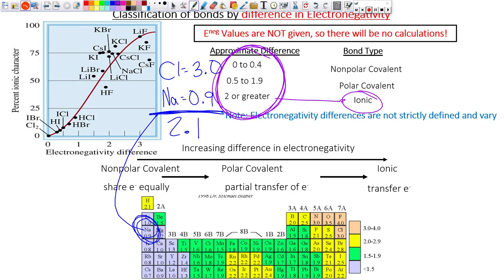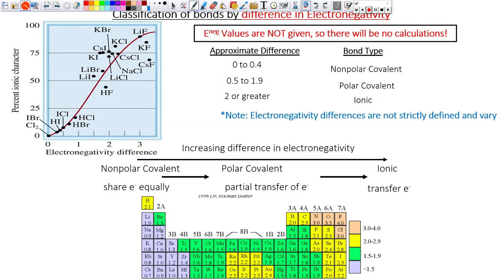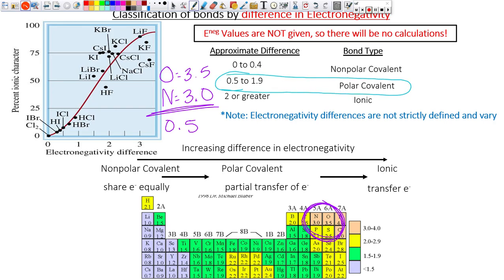Let's do one more. Let's take nitrogen and oxygen. Oxygen is 3.5. Nitrogen is 3.0. And again, I got those right off the table. What is 3.5 minus 3? 0.5. So my question to you is, is it 0 to 0.4? Is it 0.5 to 1.9? Yes. So what bond type is it? Polar covalent. I'm going to talk about polar and nonpolar in just a second, but let's confirm that it's covalent.